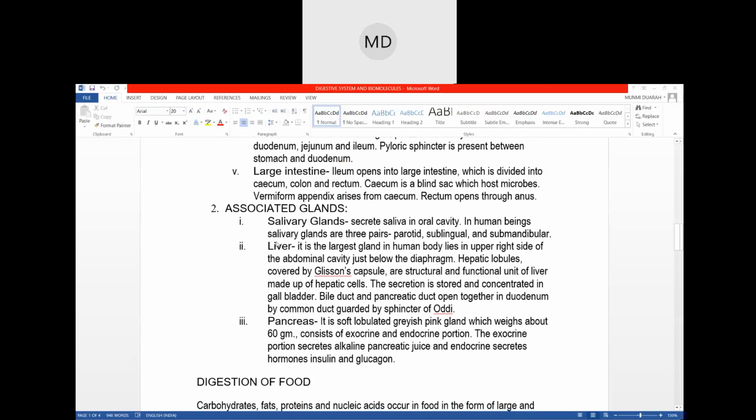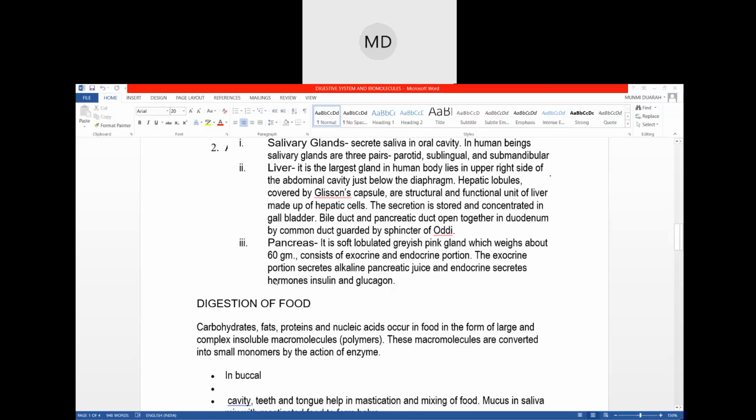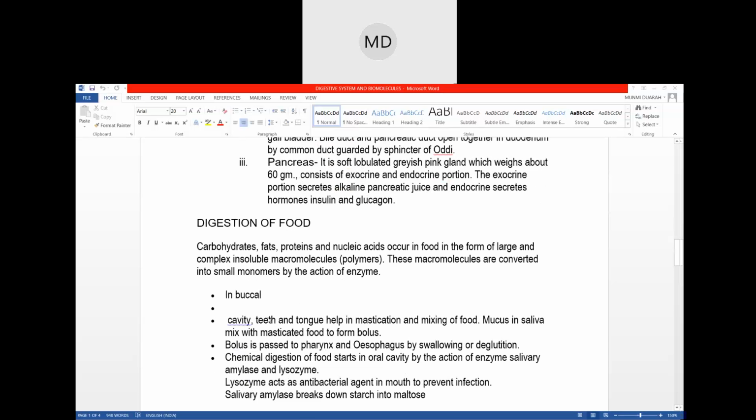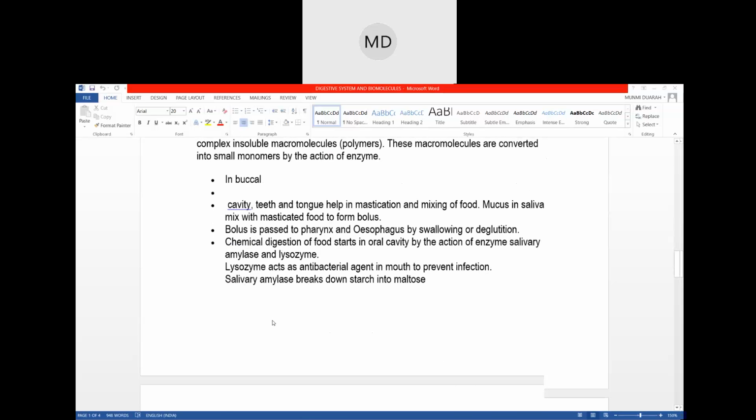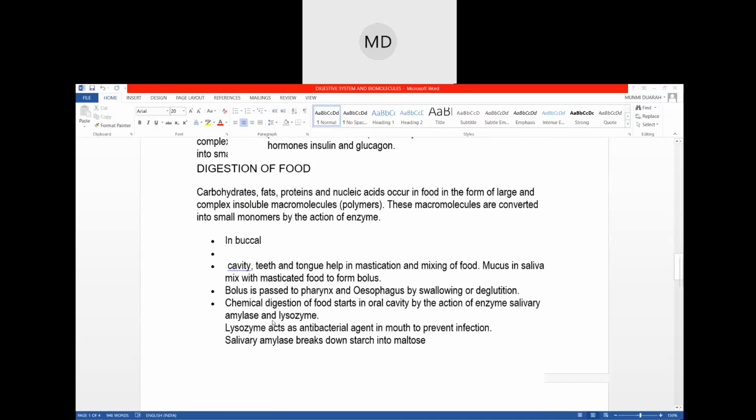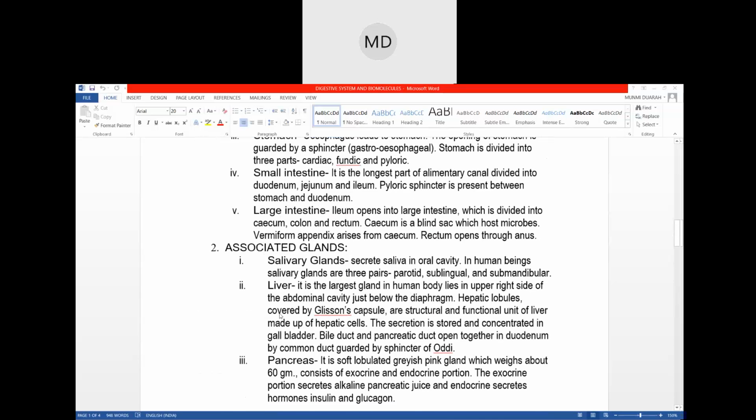Okay, we will complete the associated glands also. In the next part we'll study digestion, what things are digested and what happens, which enzymes are involved and everything. So today we will just try to complete the associated glands, that is the glands that are involved in digestion. First is the salivary gland.